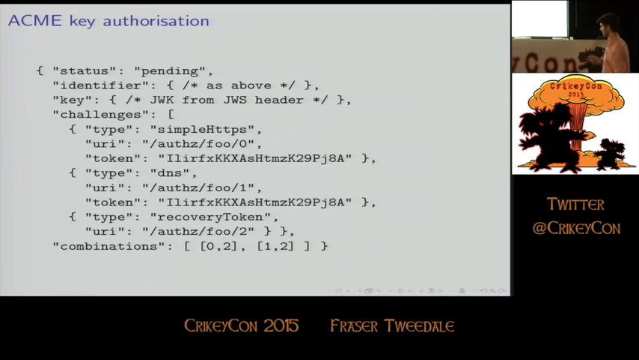And finally, combinations, which is basically saying the server policy around which sets of validations will constitute an authorization should those validations pass. So in this case, either index 0, simple HTTPS, and recovery token, or DNS and recovery token will satisfy the server as to the control over the domain that the client has.